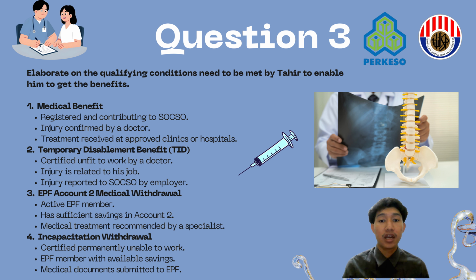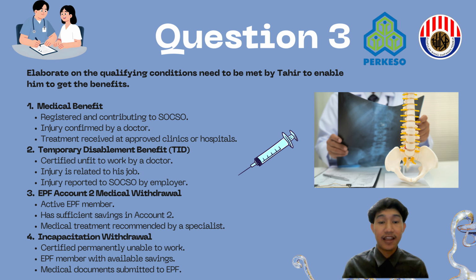First is medical benefit. Tahir must first be registered under SOCSO and have contributions made by his employer. His injury must be medically confirmed by a doctor through an examination such as MRI scans. In addition, he must receive treatment at a SOCSO panel clinic, government hospital, or approved healthcare facility to qualify for the medical benefits.